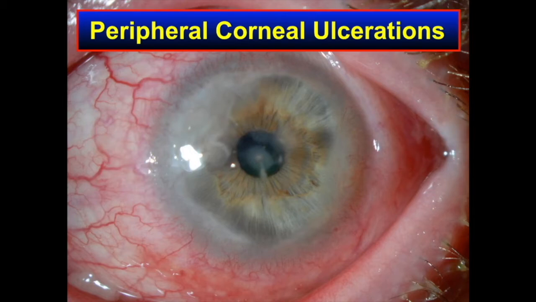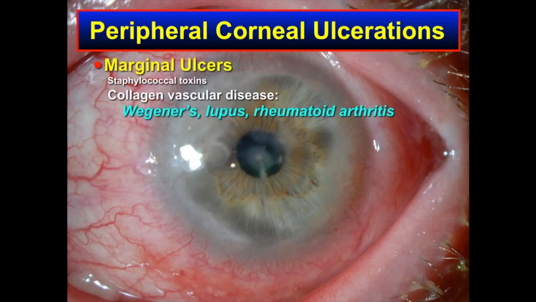Peripheral corneal ulcers. The thing to remember about peripheral corneal ulcers is that they may be a corneal marker for an underlying systemic disorder. Patients may have granulomatosis with polyangiitis, it used to be called Wegener's granulomatosis, systemic lupus, or rheumatoid arthritis. The patient shown here had Wegener's granulomatosis.